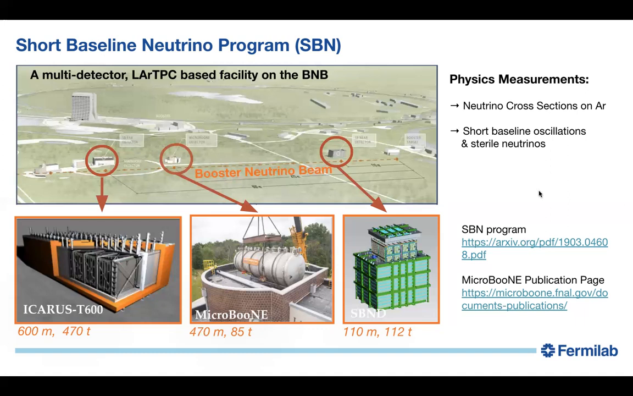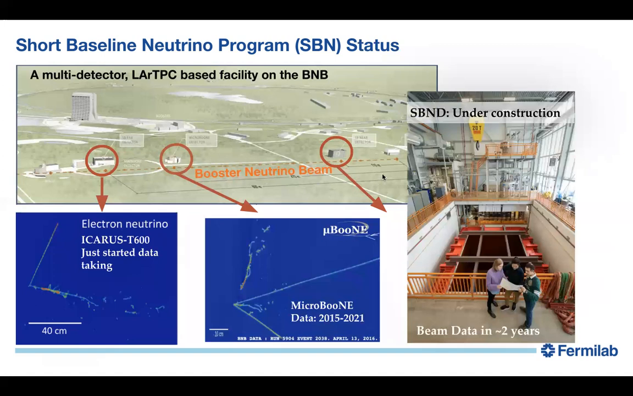So in terms of where we are with the program, the near detector is under construction, and it's expected to be taking data in about 2 years. MicroBooNE has been operational since 2015, and it's winding down its physics runs. And Icarus just started, I think, earlier this year. I showed you a bunch of data from MicroBooNE, and they started seeing neutrinos in Icarus as well.